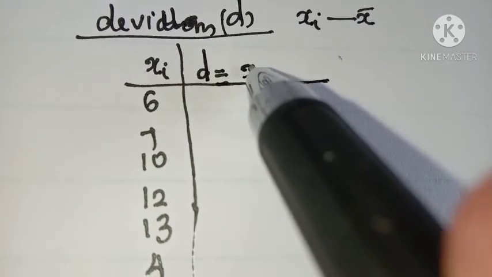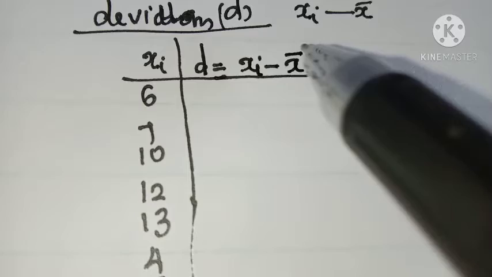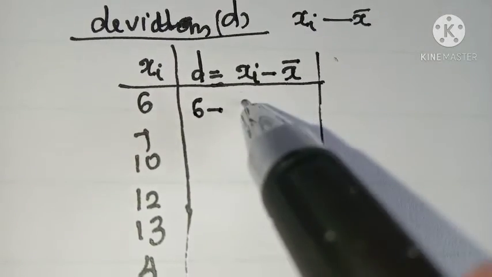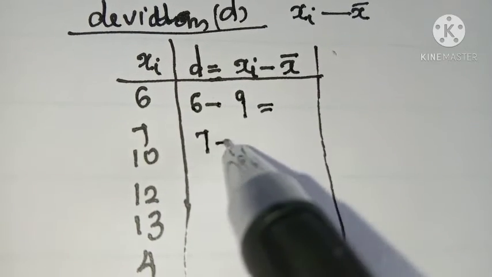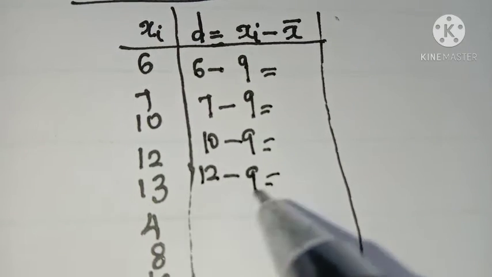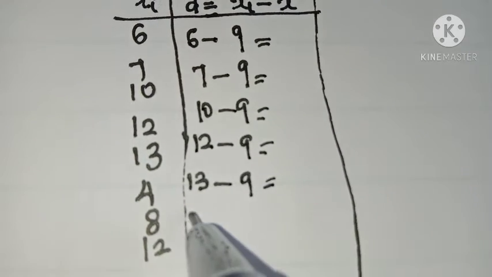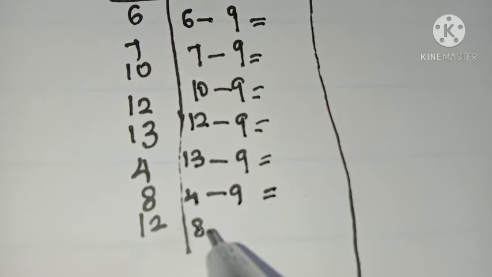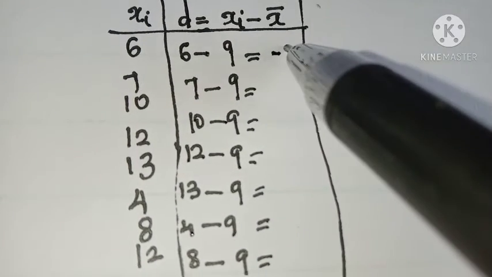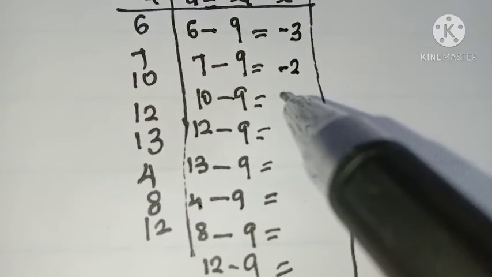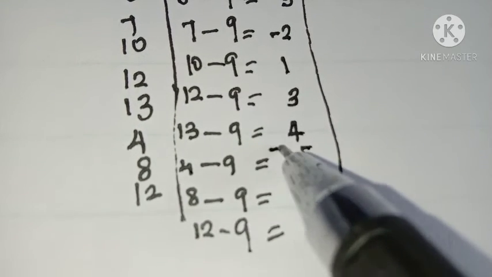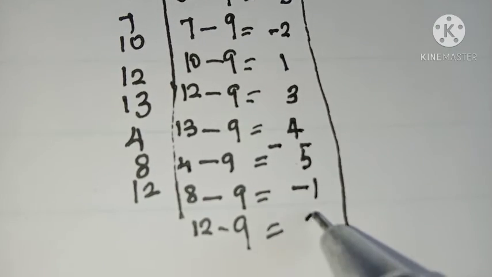This deviation is obtained by subtracting x bar from these x values, that is 6 minus 9, where x bar is 9, 7 minus 9, 10 minus 9, 12 minus 9, 13 minus 9, 4 minus 9, 8 minus 9 and 12 minus 9. So this gives minus 3, minus 2, 1, 3, 4, minus 5, minus 1, 3.